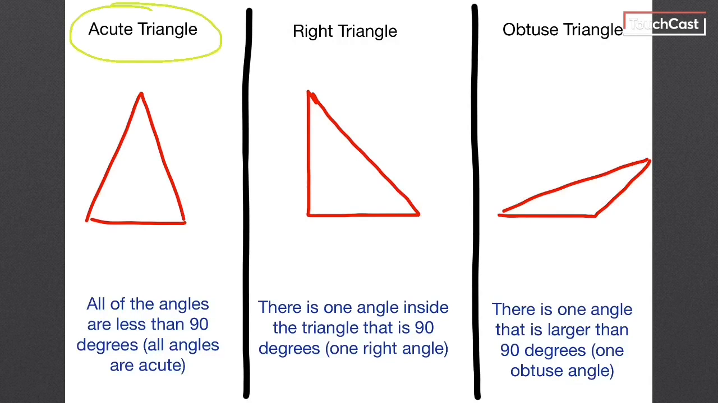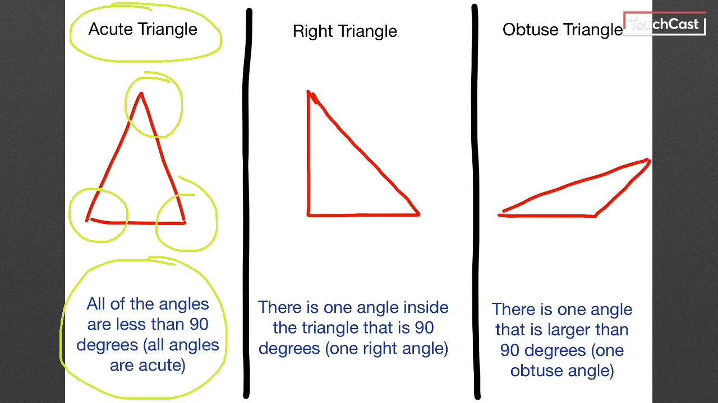Remember, acute is as we thought it was: acute. It's small. So look at this down here. Here's our definition. All of the angles in this acute triangle are less than 90 degrees. So no matter what angle you're looking at here, all three of these angles, they are all acute. Small there, even this one on top is small. So all of those angles are less than 90 degrees, so we know this triangle is an acute triangle.